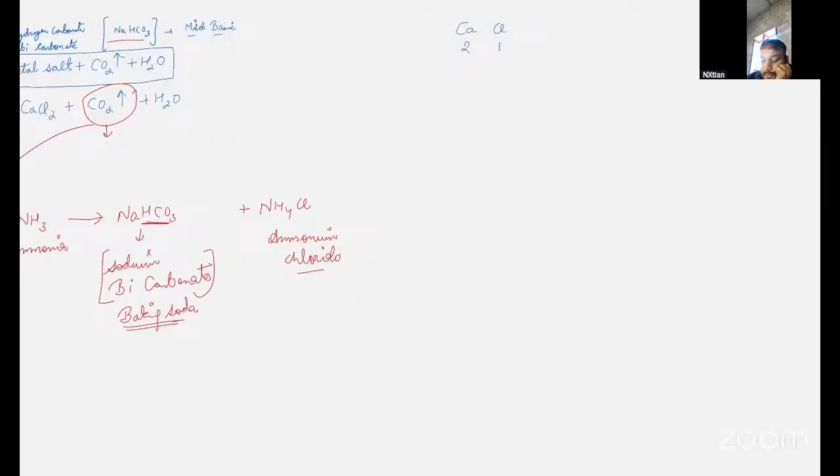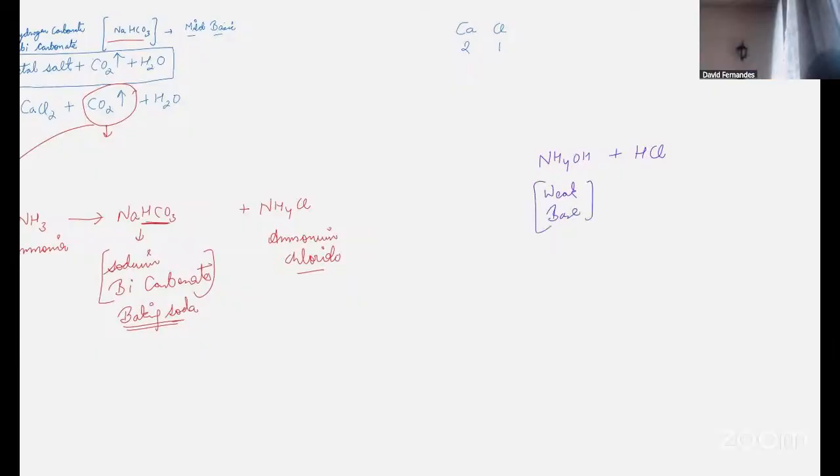Why, David? We learned about ammonium hydroxide reacting with acid. This ammonium hydroxide is a weak base. Now, David, why is it a weak base? Can you tell me this? I don't know. Say loudly. Why is it a weak base? Because it partially releases the OH minus ion, simple as that.